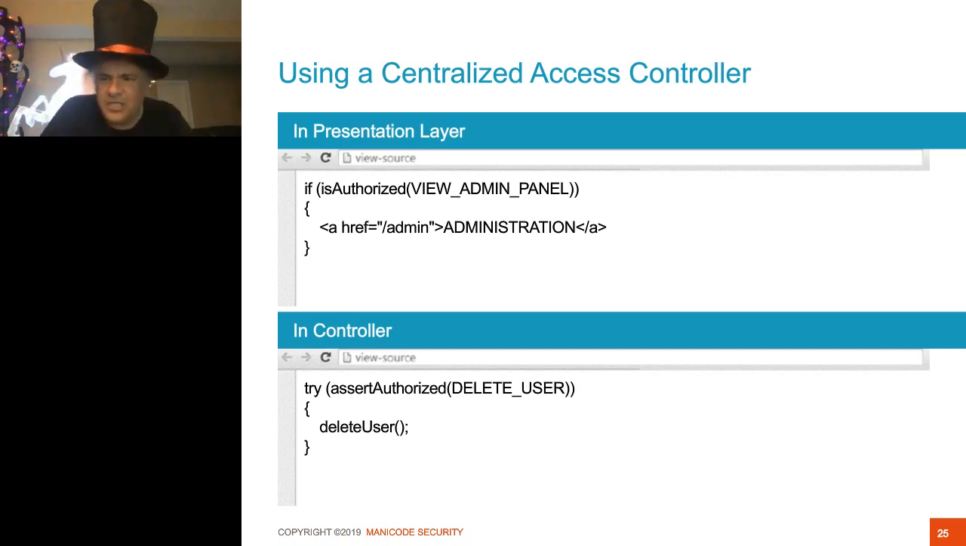In other situations, I'm going to be more assertive. In this case, I'm going to say assert authorized for delete user. The point of this is I'm on the server now. I'm in the controller of my application. Someone's trying to delete a user with that action, and I'm going to check if they're allowed to do it.